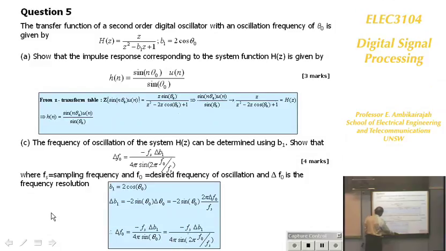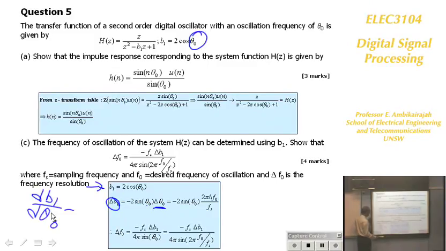And what you need to do, you start with the frequency. We know this is the oscillation, theta naught. So you take beta 1 and differentiate. Change in beta 1, delta beta 1, is minus 2 sine theta naught, delta theta naught. It's like d beta 1 over d theta naught. That's what you're finding out.